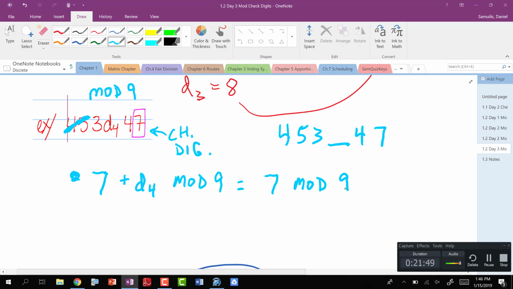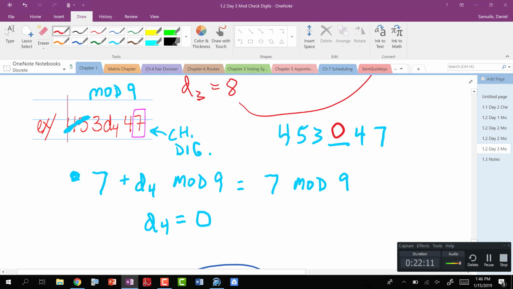0. Remember you asked? Because I don't want to add anything to the 7. 7 mod 9 equals 7 mod 9. So I must add 0 to this. So digit number 4 must be a 0, and I will put that in there in this position.